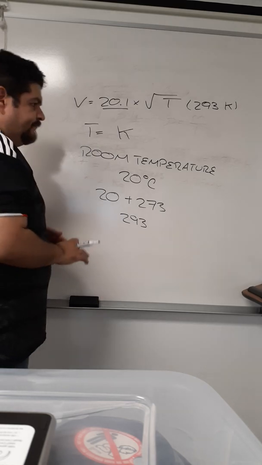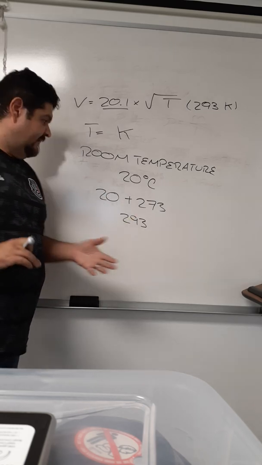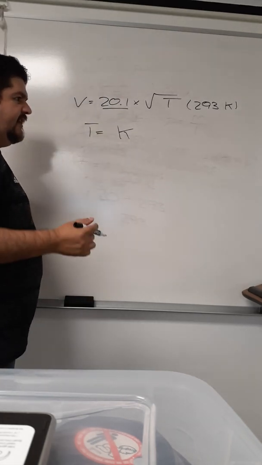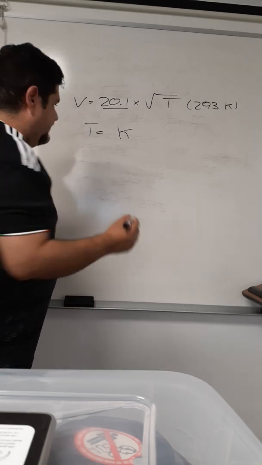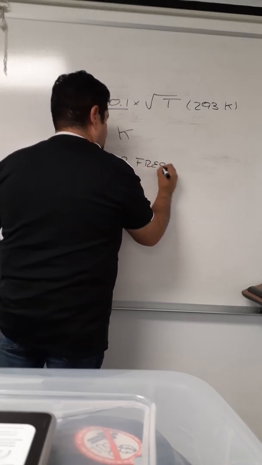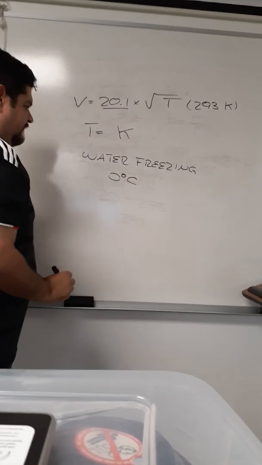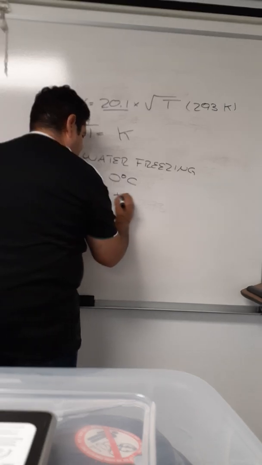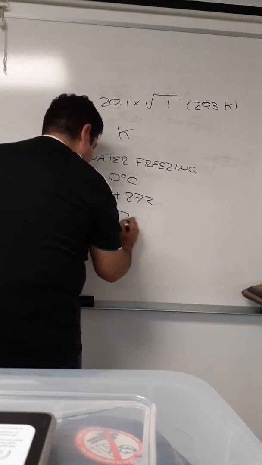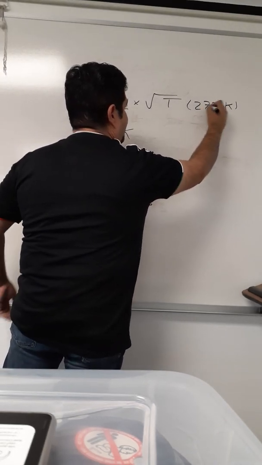In some case scenarios, same thing, they're not going to tell you the temperature of the environment, but they're going to give you hints. For example, they can say, in this equation, the environment, the temperature, water freezes. So if they're talking about water freezing, then that will be 0 degrees Celsius. So you grab that 0 plus 273, and the answer is 273. And this is a number that is going to go over here. 273.